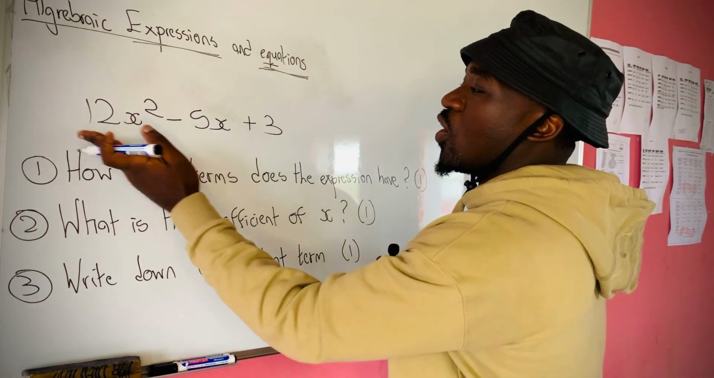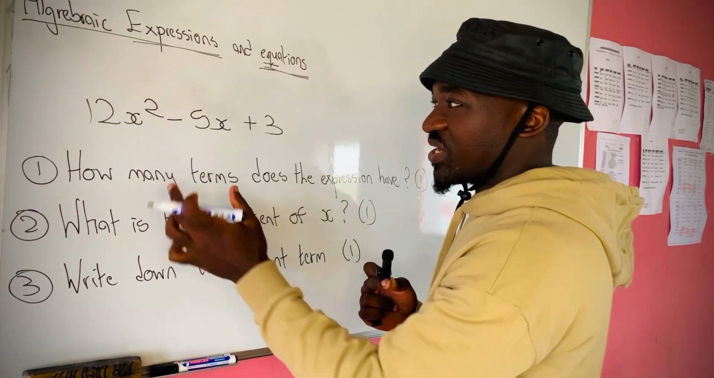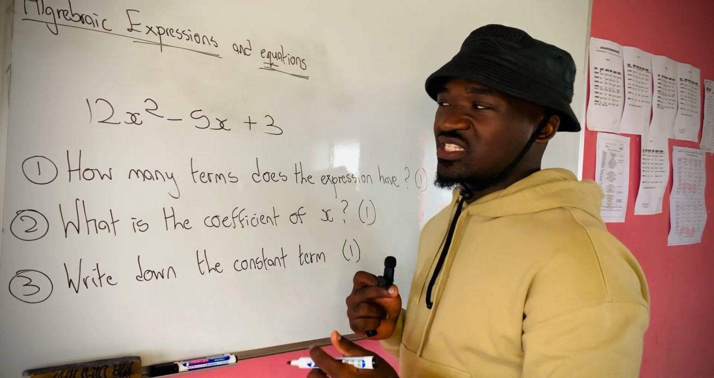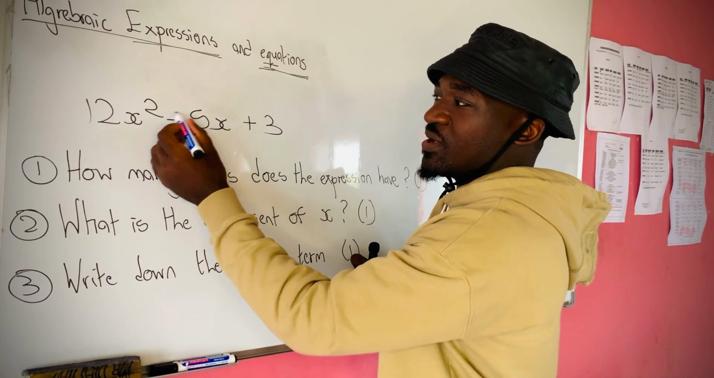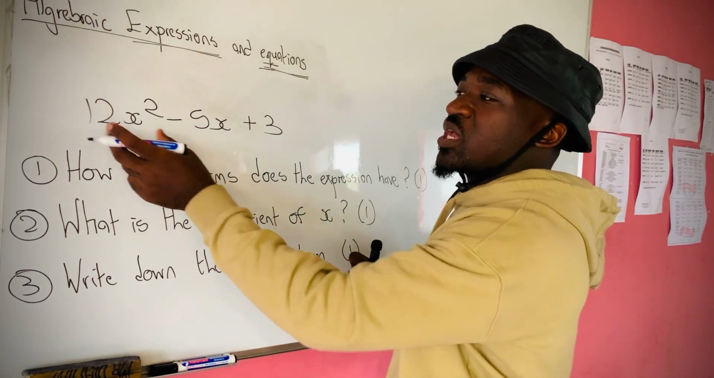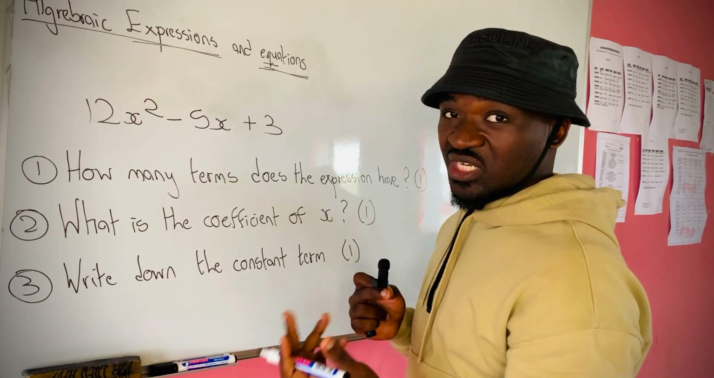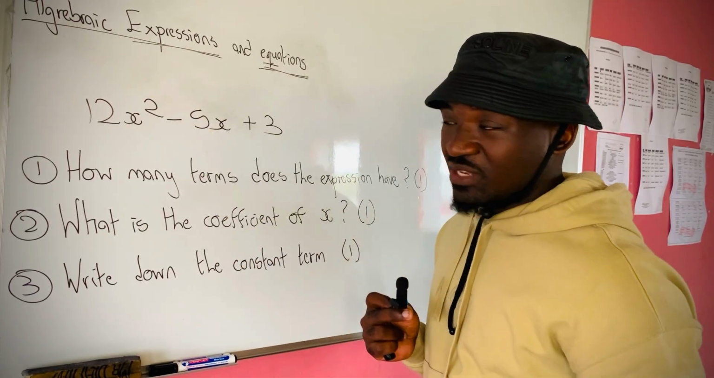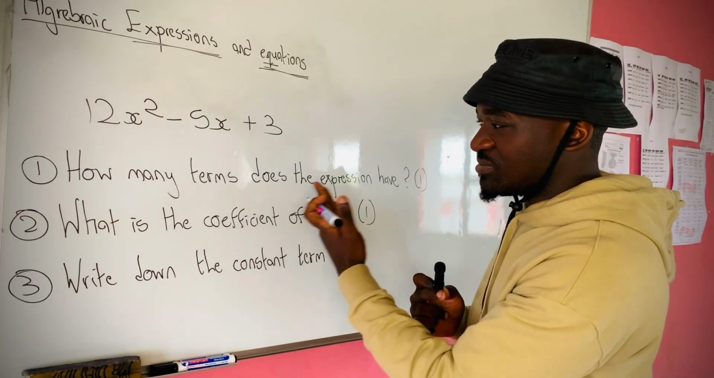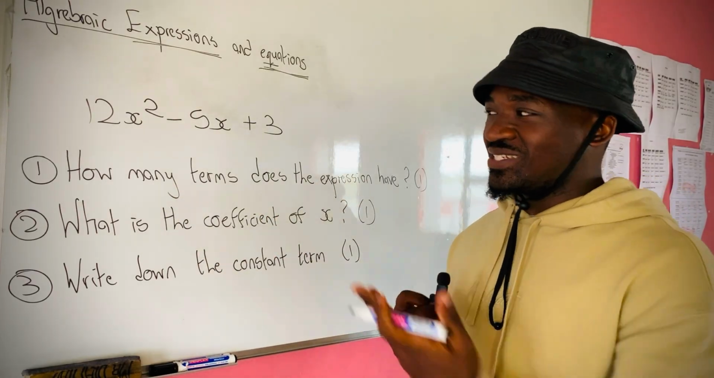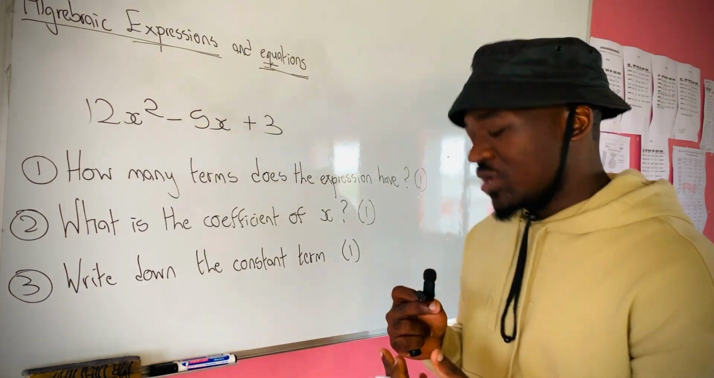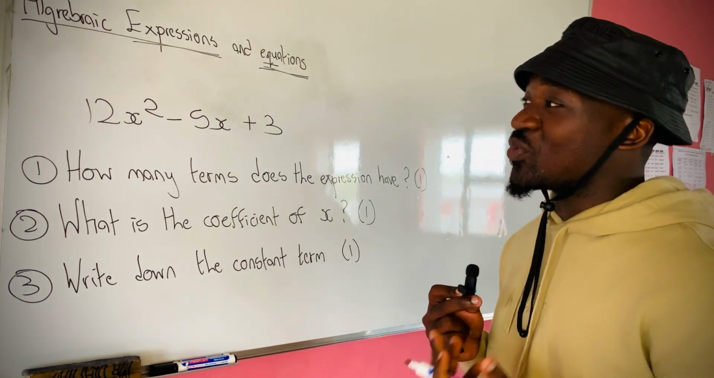Now look, this is called an expression, right? Since this is an expression, how many terms? This is the first term, second term, this is the third term. Why? Simply because we have this minus sign as well as this plus sign. Already we saw that we have three terms separated by minus and plus. Now let's look at the first question: how many terms does the expression have? That question is just going to give us 1 mark.